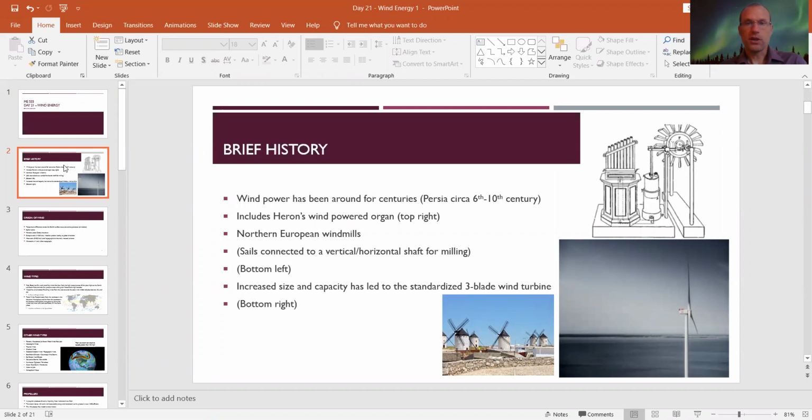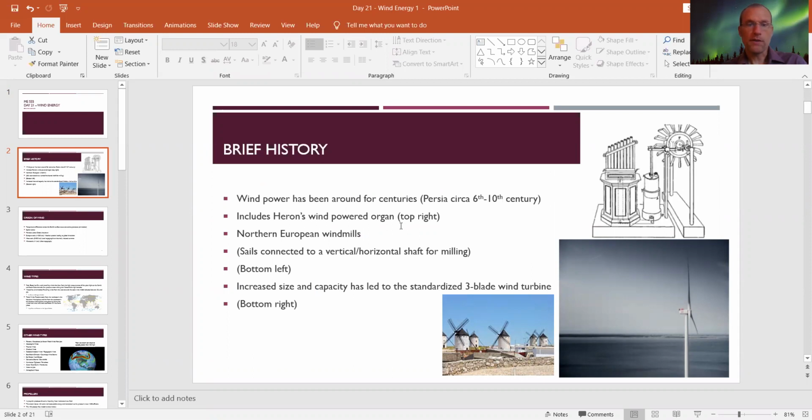So it's been around for centuries, even over 1,000 years. Way back in Persia, wind-powered organs were made. So you see this guy up here, some wind blades, kind of a wind turbine. As the wind goes through there, it spins this thing around. That generates the compression for the air going through the organs.